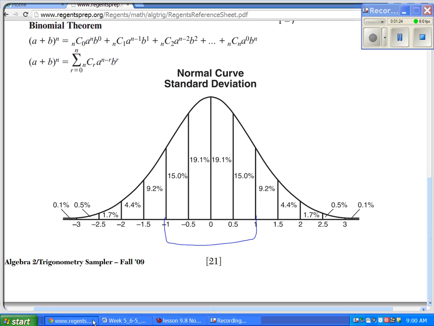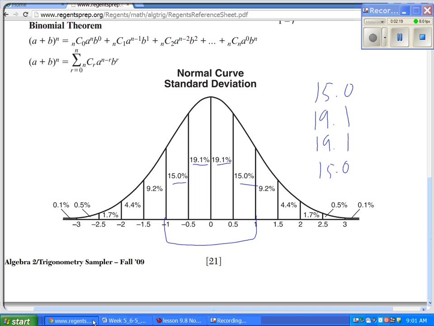So what percentages do I have? 15.0. It's 19.1. We're going in this range, within 1 standard deviation. So we're going within this blue range. So we have 19.1. What's the next one? We got 15. We got 19.1. We got another 19.1. And then another 15. So take a look. We're within 1 standard deviation, right? So from -1 to 1. So this one, this one, this one, and this one.